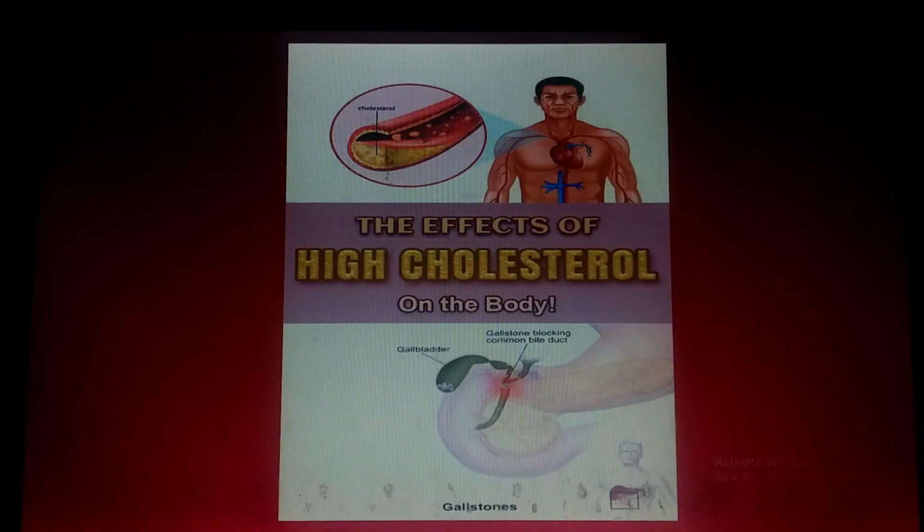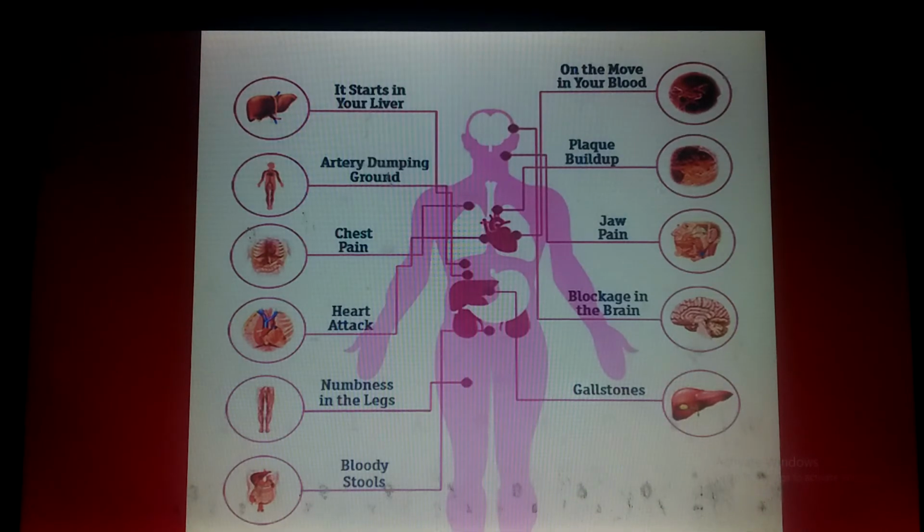So the effect of high cholesterol on the body. What is the effect of the cholesterol on your body? That is very important. As you can see the biosynthesis, then you can see the metabolism, and now I'm discussing a little bit about the effect of the cholesterol in our body. If the cholesterol amount increases in our body, what will happen? It will block the arteries and lead to the heart attack and brain stroke.